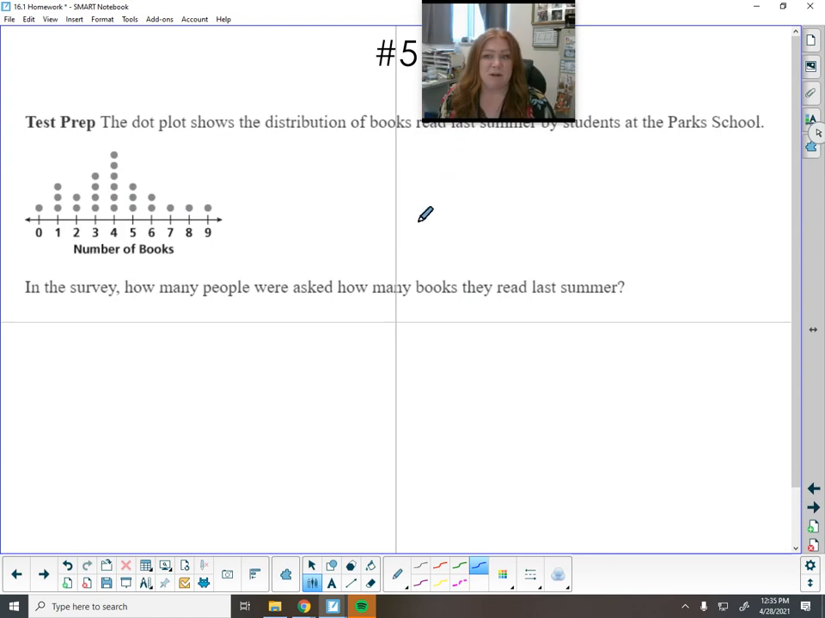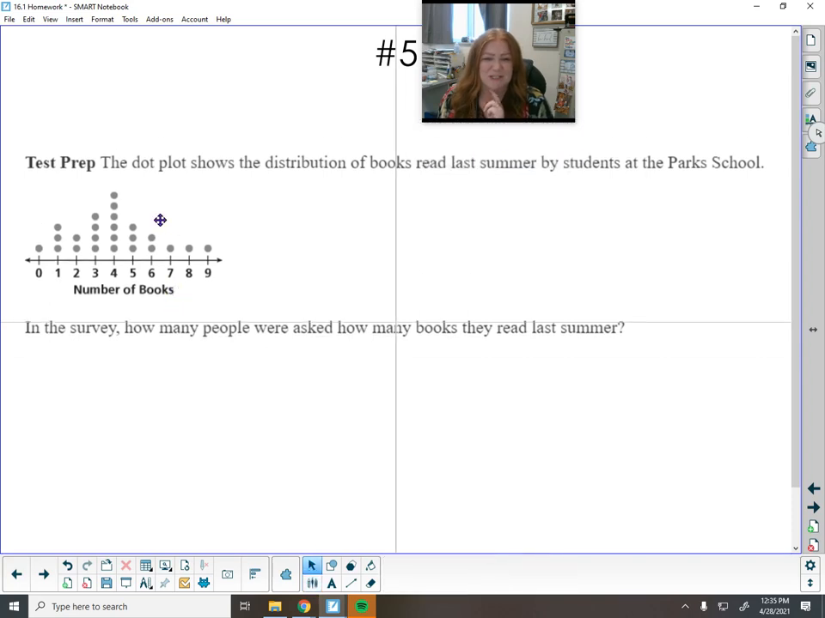Number 5, the dot plot. Oh, I was like, same question. It is a different question, same dot plot. So they have the number of books here read by students. Every dot is a student.